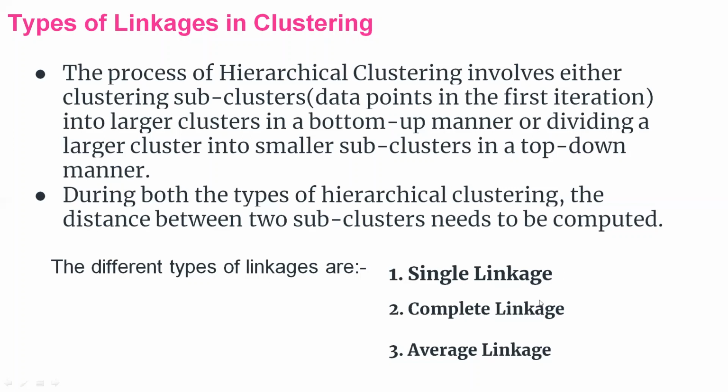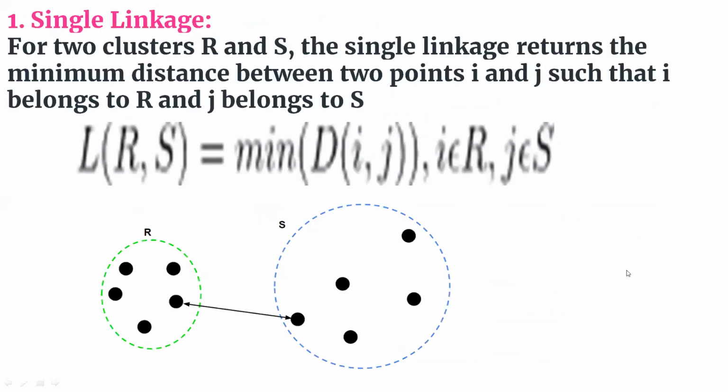What is meant by single linkage? Let us suppose you have two clusters, R and S. You are trying to find the minimum distance between one data point in R and another data point in S. So you need to find the minimum distance between the data points in both the clusters. That is nothing but the single linkage.